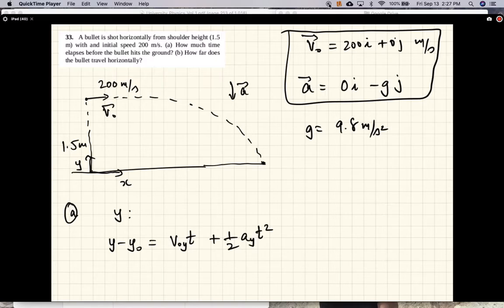Here's the final y coordinate of the bullet, and here's the initial y coordinate of the bullet. The final y coordinate is 0 minus 1.5 meters, where 1.5 meters is the initial y coordinate. V naught y is the y component of the velocity, which is 0, so this term is 0. Plus, a y is negative 9.8 meters per second squared, so it's 1/2 times minus 9.8 meters per second squared times t squared.